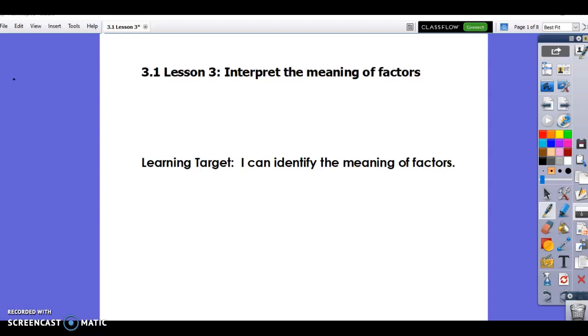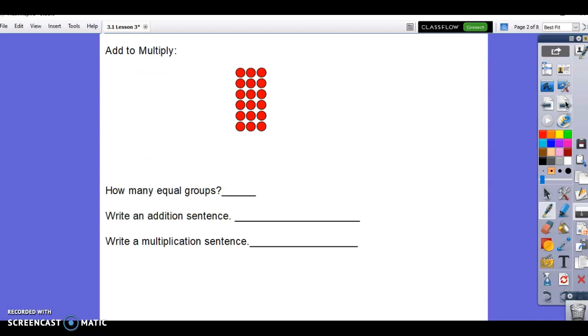So yesterday in our bombs, we wrote factor times factor equals product. So today we're going to figure out what those factors are, okay? So our learning target is I can identify the meaning of factors. So let's get started with a couple warm-up problems.